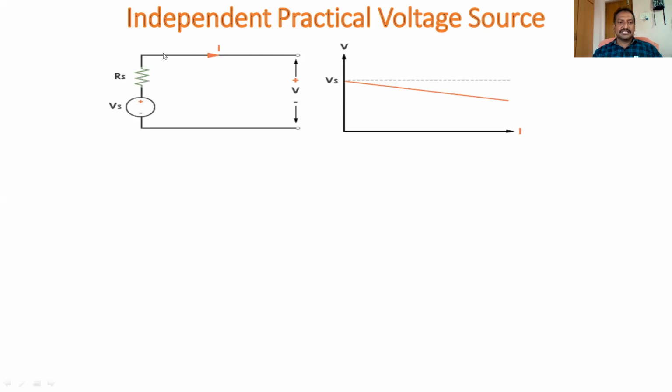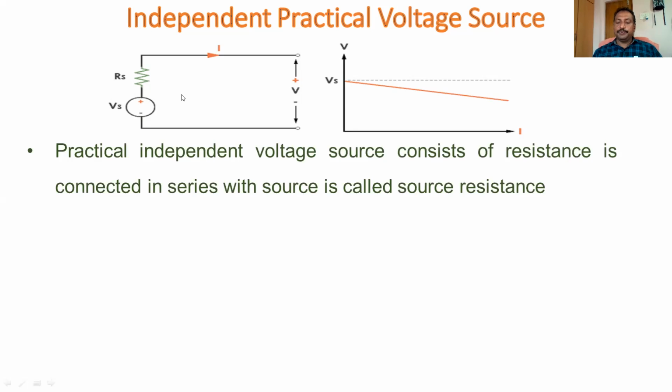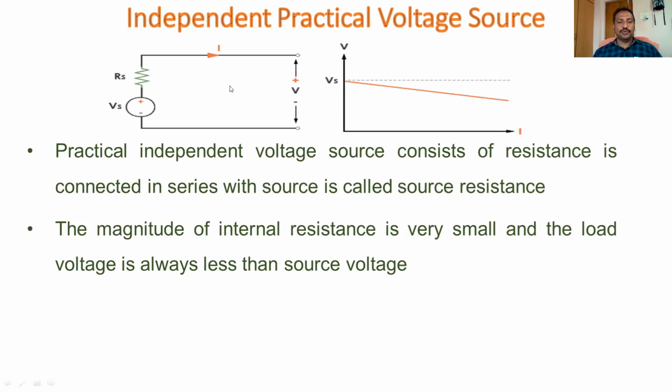See here, this figure represents a practical voltage source. This figure represents the performance or characteristics of a practical voltage source. Here you see this is the independent voltage source, represented with plus and minus. This Rs is an internal resistance. When we connect them together, it is called a practical source. So this internal resistance should be a very, very small value. Why?